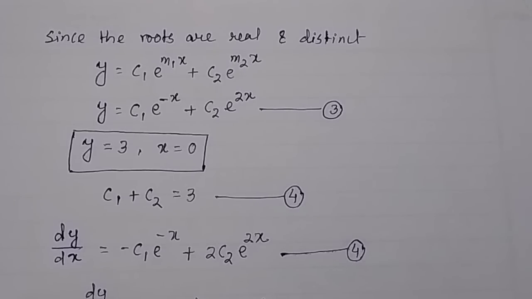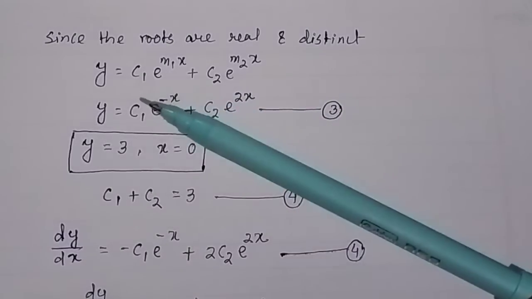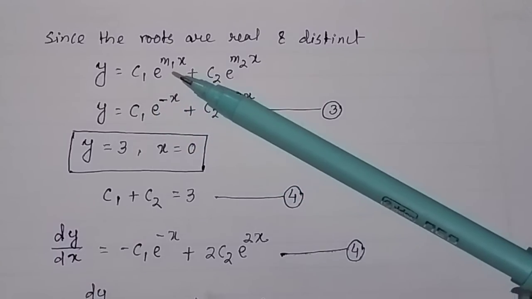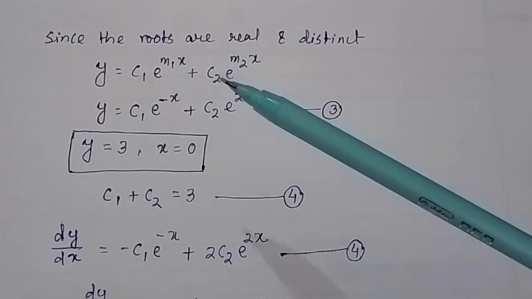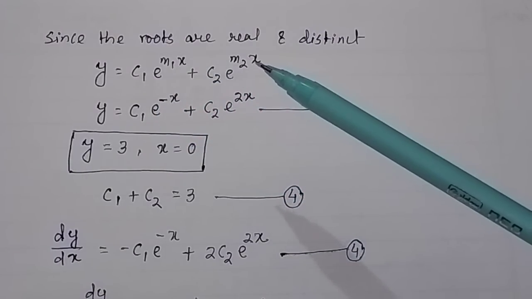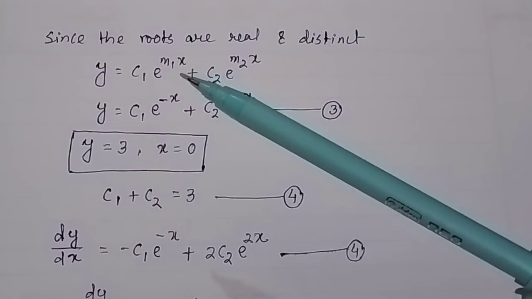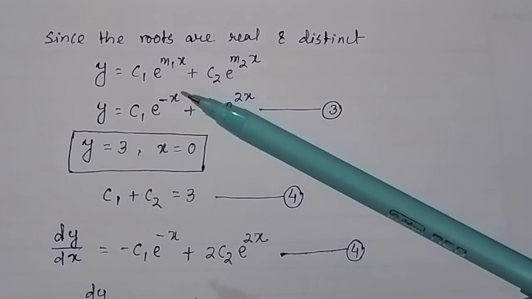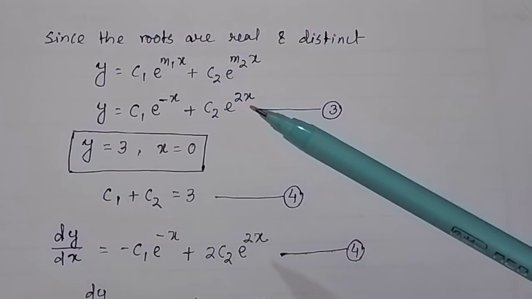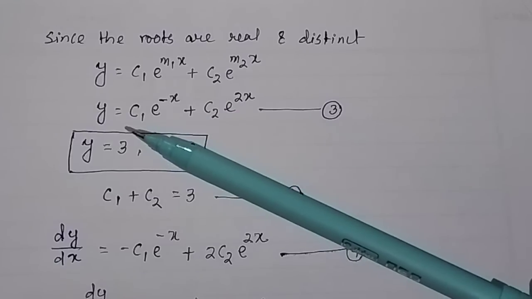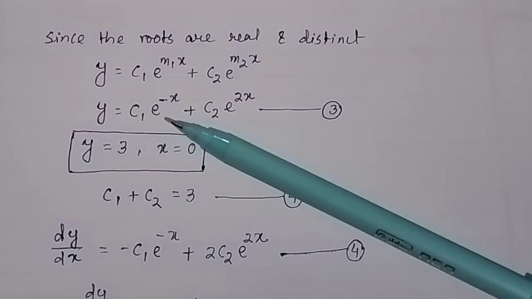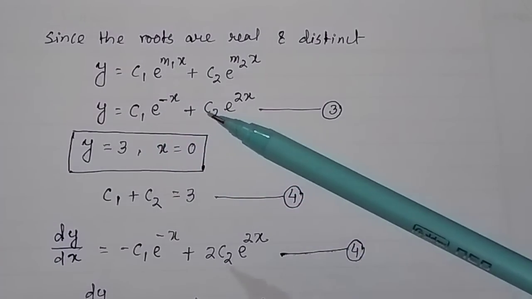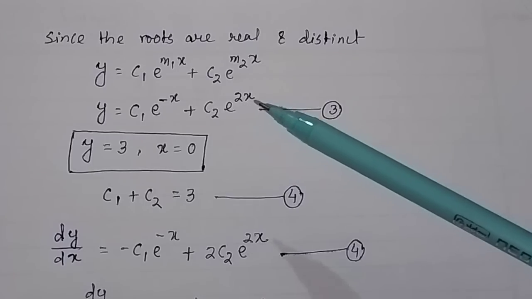So here the two roots are real and distinct, and if the two roots are real and distinct, the solution of the equation can be written as y equal to c1 into e to the power m1x plus c2 into e to the power m2x. And the m1 value we have found out is equal to -1, and m2 value is equal to 2. So the equation will be y equal to c1 e to the power minus x plus c2 into e to the power 2x.